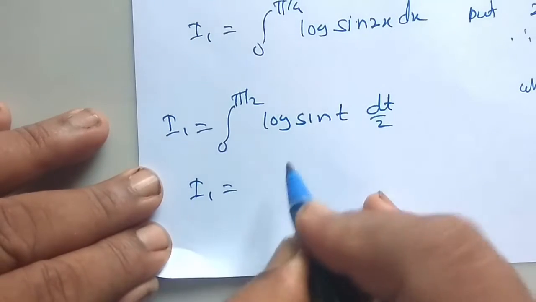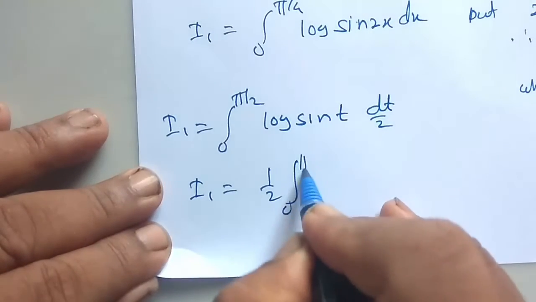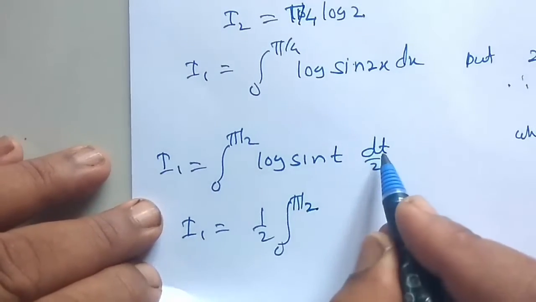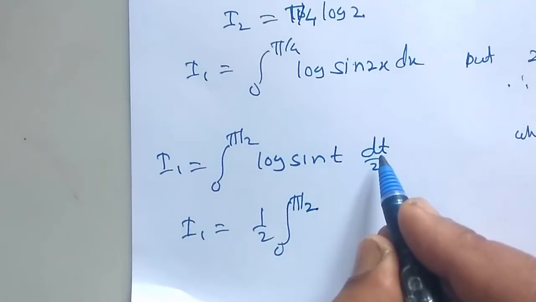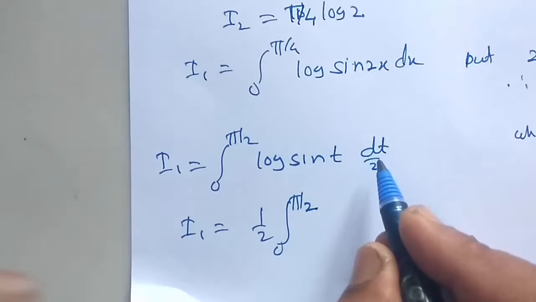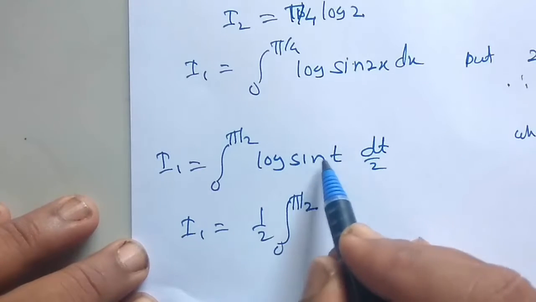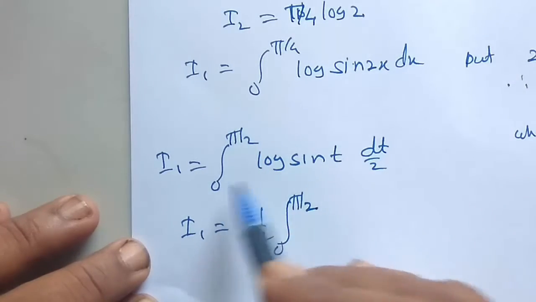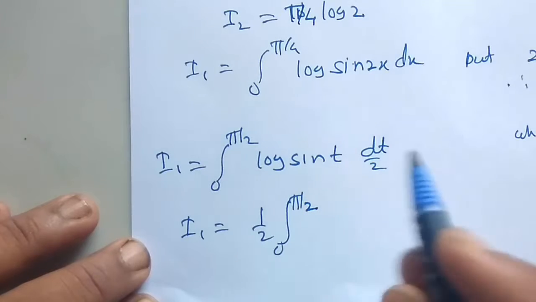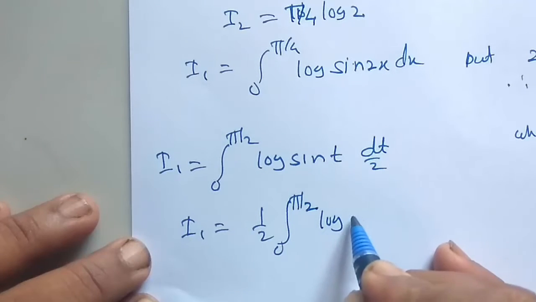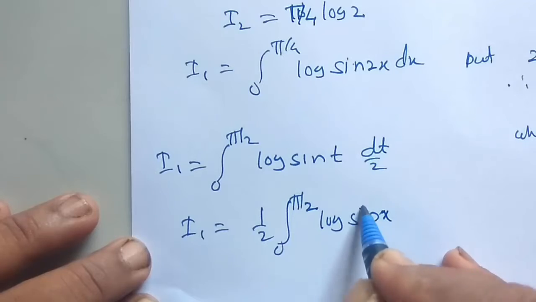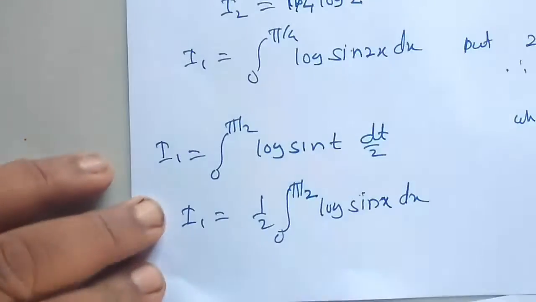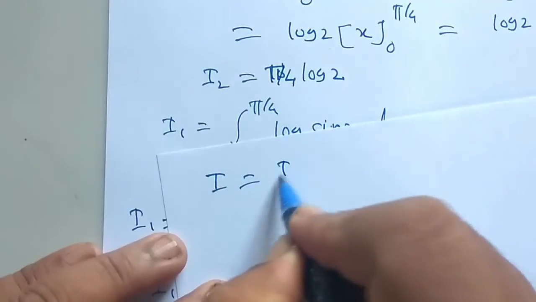So I1 also becomes 1 upon 2 integral 0 to pi by 2 log of sin t dt. We know that property number two: it is independent of the variable. It depends upon the limit and the function. So it is log of sin x dx. So this is I1.